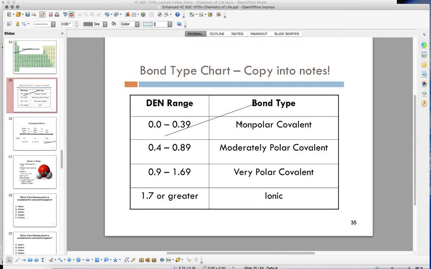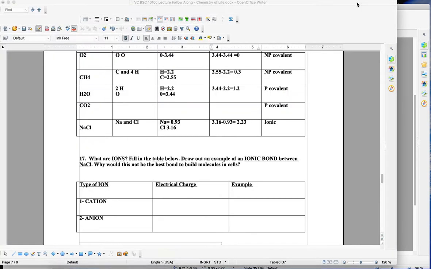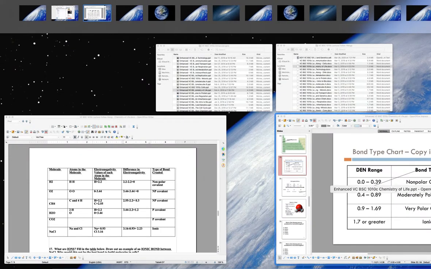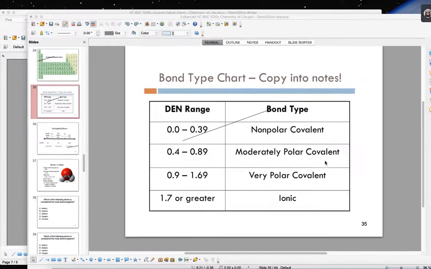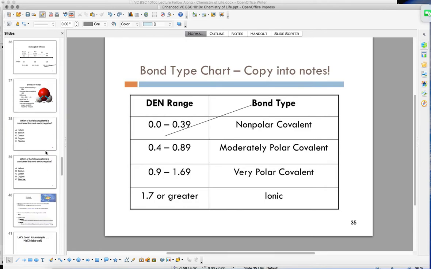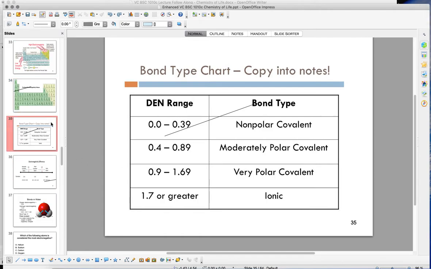And if we go here, 1.7 or greater is ionic. Okay, so that's how we're going to do that whole table. So hopefully that made sense in how to figure out how we're going to go ahead and make those bonds, and then let's look at what type of bonds those are forming right now.